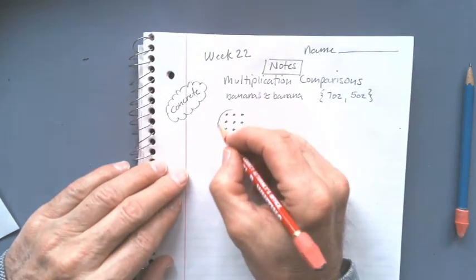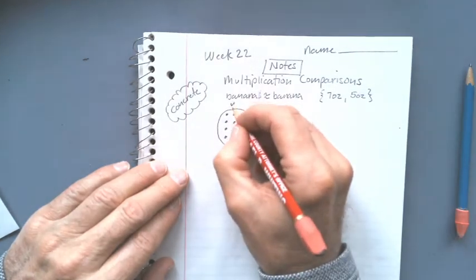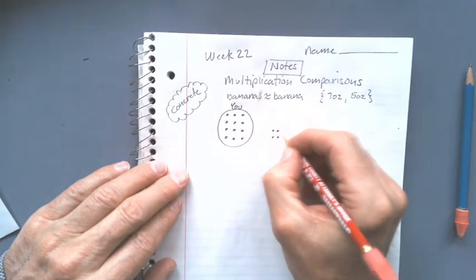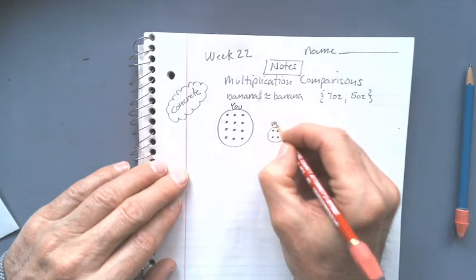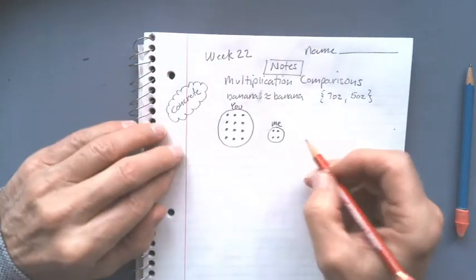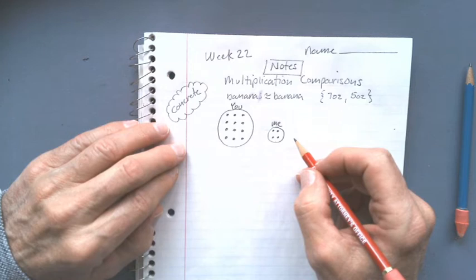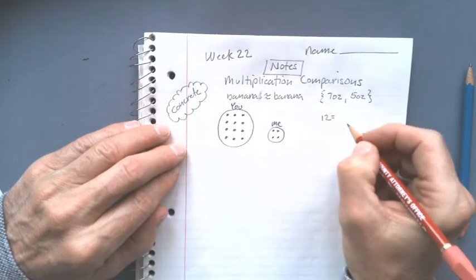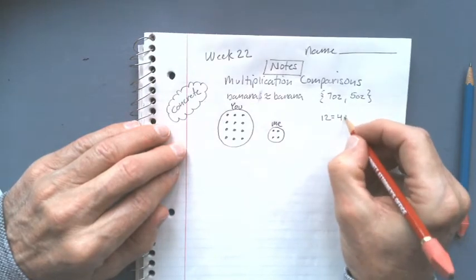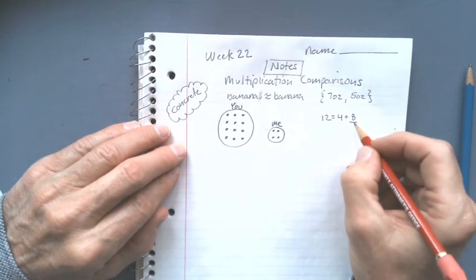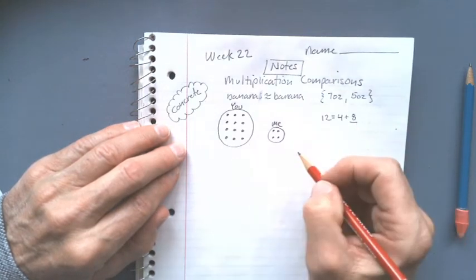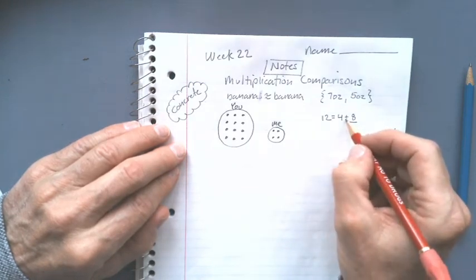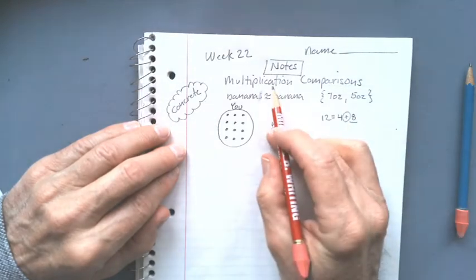And let's say this is you. And let's say this is me. Now in grades K, kindergarten, all the way to 3rd, you might have said, I have 12, and Mr. Budinger has 4. He would need 8 more Skittles to have the same amount, to be equal to my amount. Well, that's using addition. We're going to use multiplication.